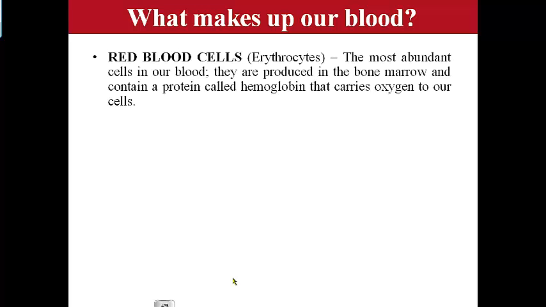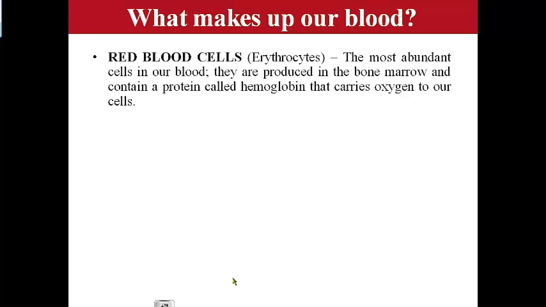What makes up our blood? Well, you have red blood cells inside your blood. They're also called your erythrocytes. They are the most abundant blood cells in your blood. So your blood actually contains mostly red blood cells. They're produced inside your bone marrow, which is in the middle of your bones, a kind of gooey, softer substance. That bone marrow actually produces red blood cells.